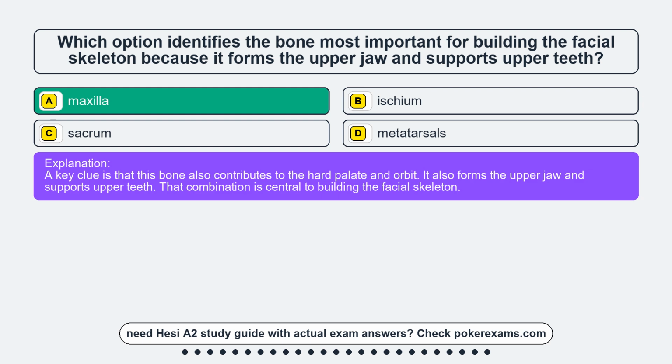A key clue is that this bone also contributes to the hard palate and orbit. It also forms the upper jaw and supports upper teeth. That combination is central to building the facial skeleton.